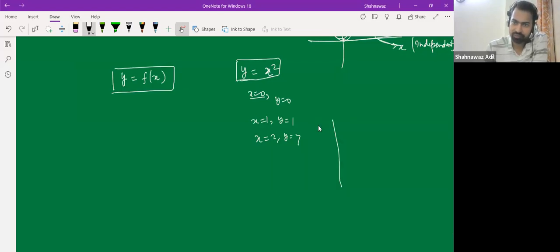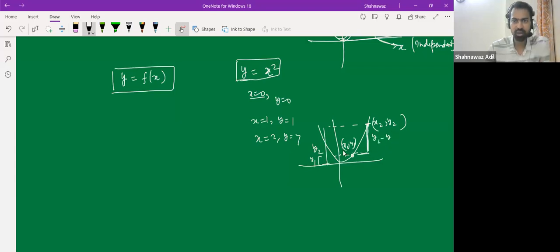So let's say that you have this point. This is x1 and this is y1. And let's say that you have this point x2 and y2. And you want to calculate the change, right? So this point is total y2, right? And this point is y1, right? So this point is y2 minus y1, right? And let's say that this is delta y.